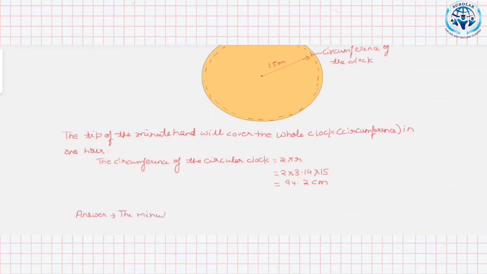So the answer is 94.2. The minute hand moves 94.2 centimeters in 1 hour. In exercise 11.4, we will study how to convert one unit into another.